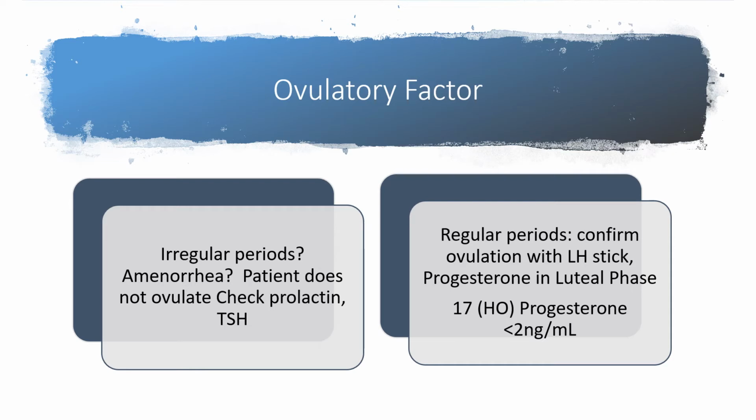A plus-minus test in the patient with irregular periods is a 17-hydroxyprogesterone to rule out late-onset congenital adrenal hyperplasia.